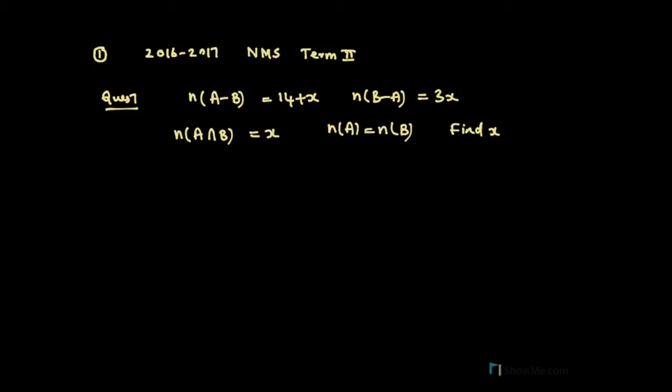Hello friends, just check the 2016-17 paper, the NMS term 2 paper. In that, n of A minus B is 14 plus x. Can you see that? N of B minus A is 3x. N of A intersection B is x. Also given n(A) equals n(B). The question is to find the value of x.